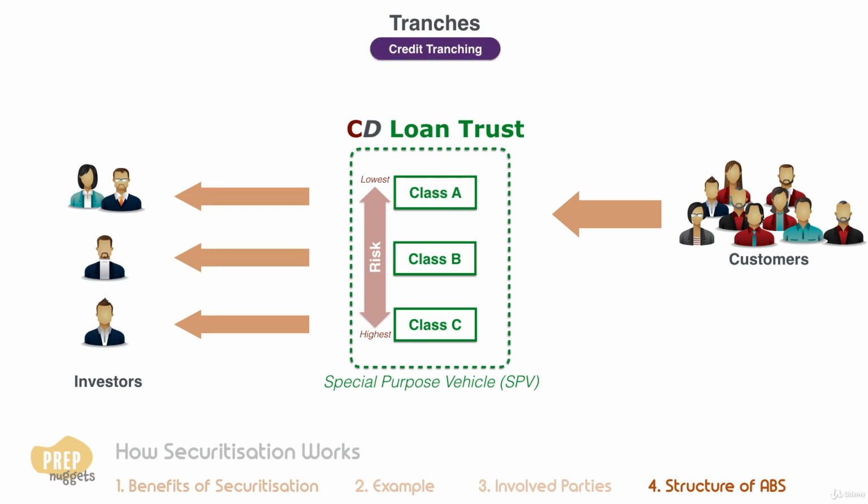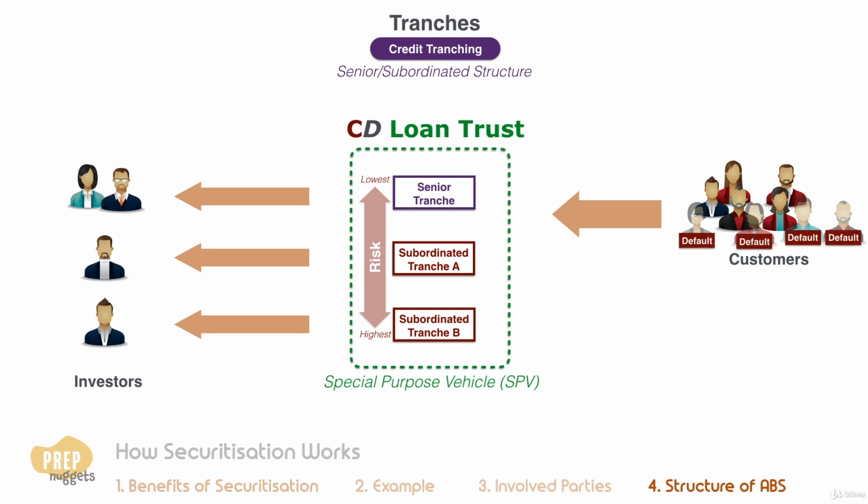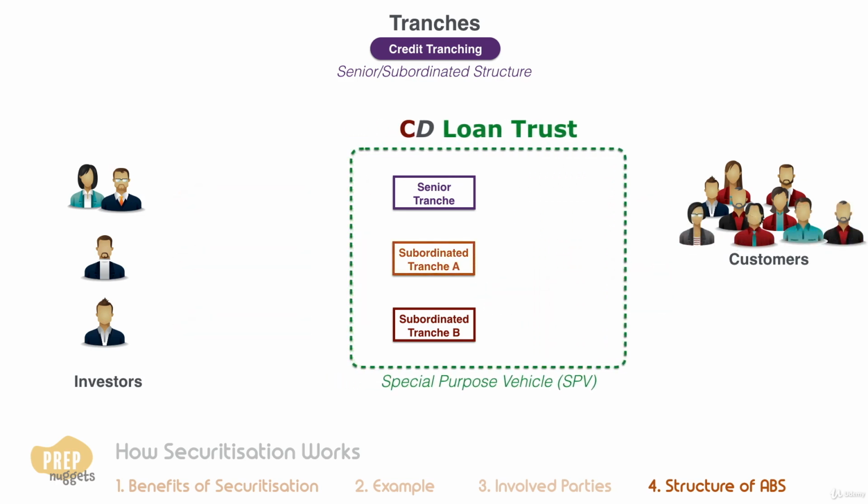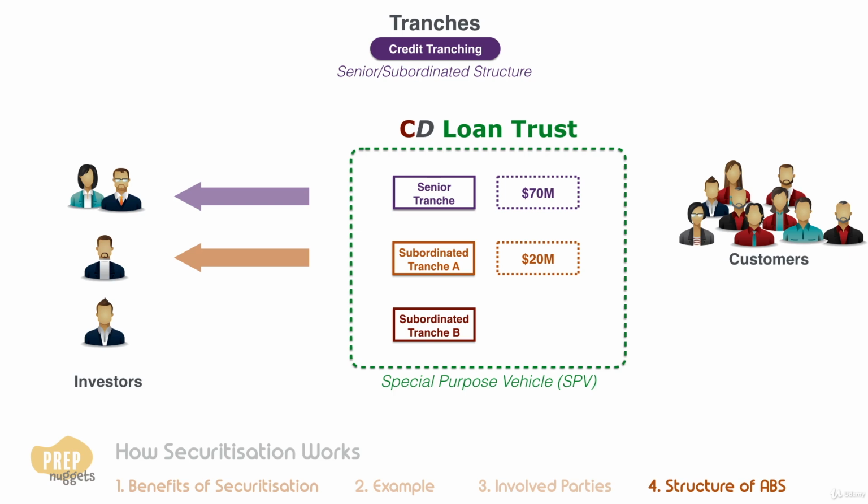With credit tranching, the ABS is segregated into senior and subordinated tranches. This is known as a senior subordinated structure. The seniority of a tranche determines its exposure to the risk of default of the underlying assets. The subordinated tranches absorb credit losses as they occur up to their principal values. Using CD Loan Trust as an example, the $100 million ABS issue can be segregated into the following bond classes: senior tranche with a capital amount of $70 million, subordinated tranche A with a principal amount of $20 million, and subordinated tranche B with a principal amount of $10 million.